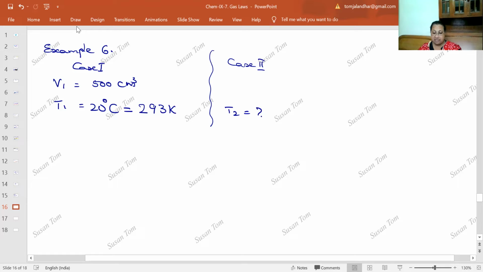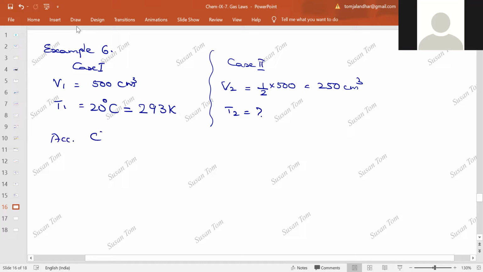At what temperature will 500 cm³ of gas measured at 20 degrees Celsius occupy half its volume? So what about V2? V2 is equal to half of V1. That's the meaning. So instead of writing V1, we can write half of 500, which is equal to 250 cm³. Charles' law.